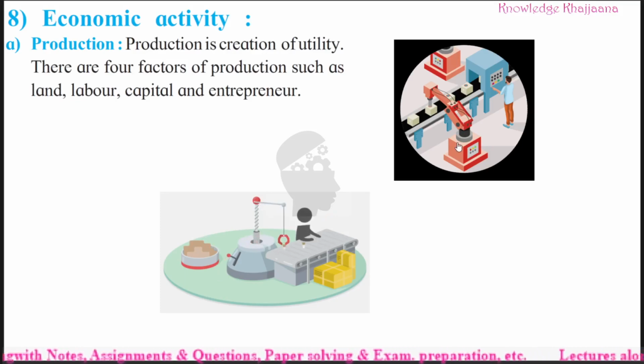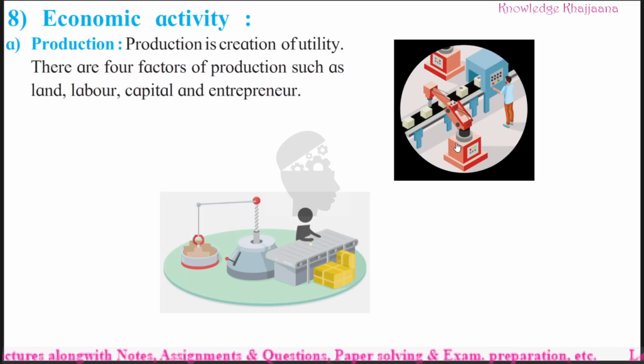If you look at this picture also, you will come to know what is meant by production. When the raw material goes through different processes to make finished goods out of it, that is called production. The production process is going on. It can be any kind of activity.